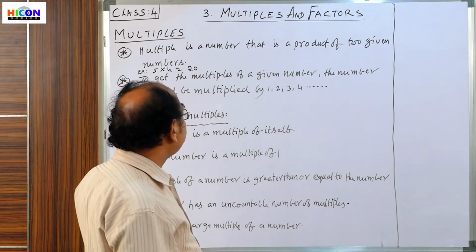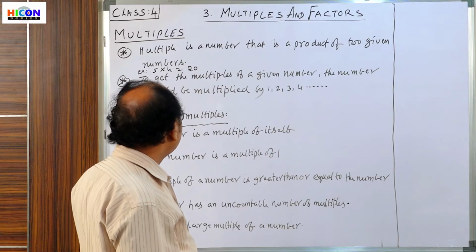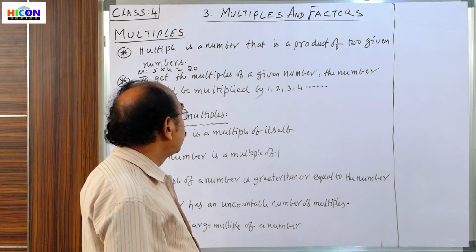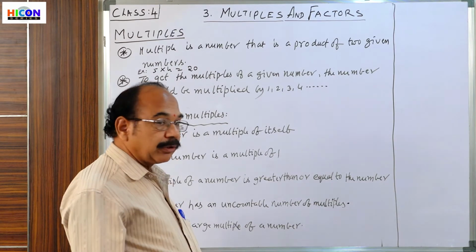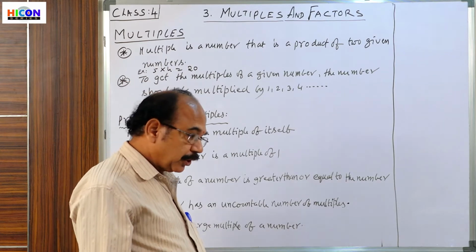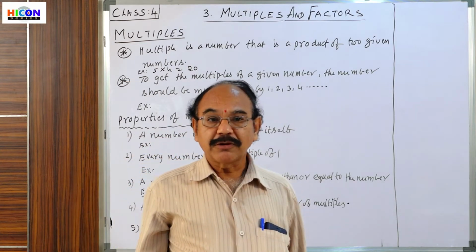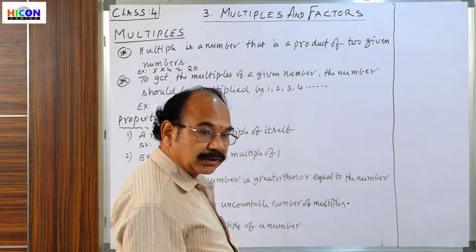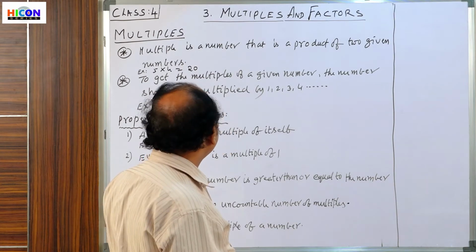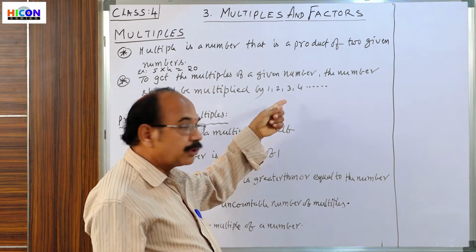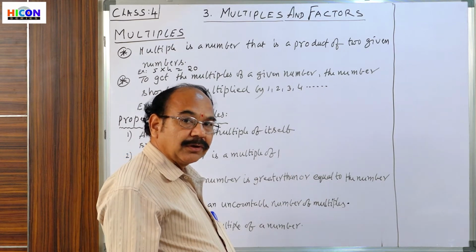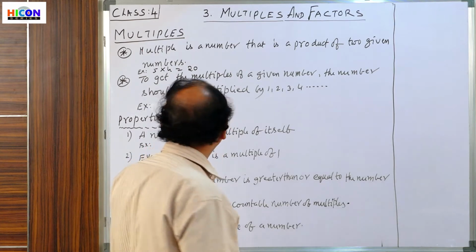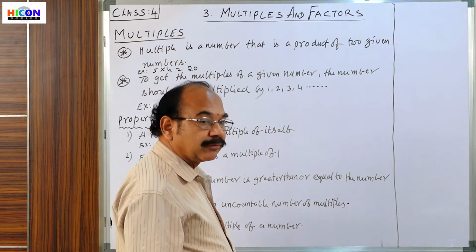Now, one more important point. To get the multiples of a given number, the number should be multiplied by 1, 2, 3, 4, and so on. How can you get the multiples of a given number? Suppose you want to get the multiples of 6, what will you do? You multiply 6 with 1, with 2, with 3, with 4. Like that, if you multiply with 1, 2, 3, 4, then we get the multiples of the given number.